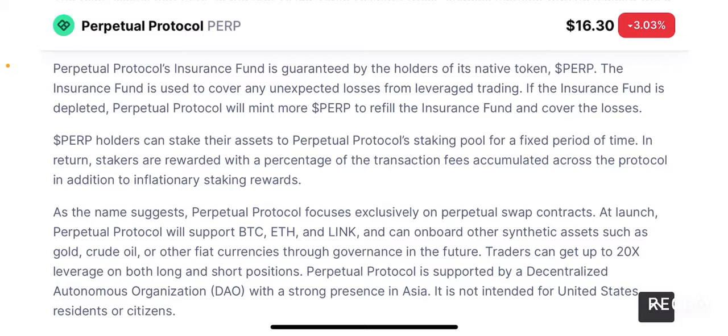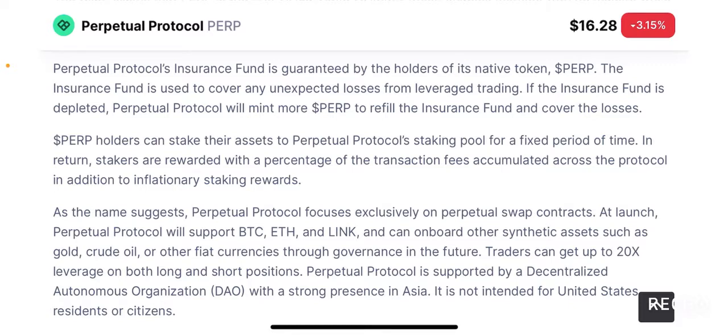If the insurance fund is depleted, Perpetual Protocol will mint more PERP to refill the insurance fund and cover the losses. So again, now we are going into a little bit more of the tokenomics, or the token's functionality itself. They have an insurance fund which is guaranteed by the holders of the native token called PERP. So this token is basically guaranteeing the insurance fund of this particular protocol. The insurance fund is used to cover any unexpected losses from leverage trading.